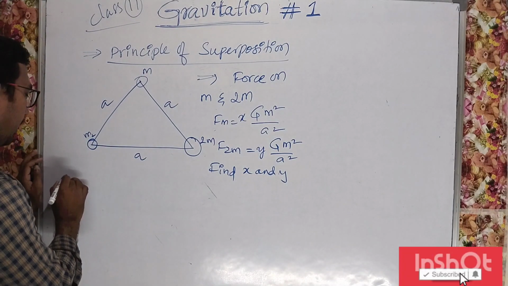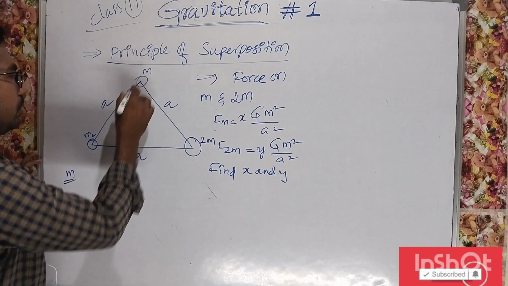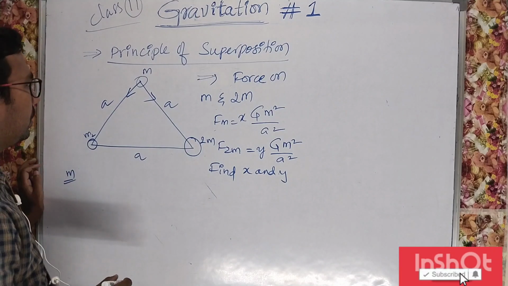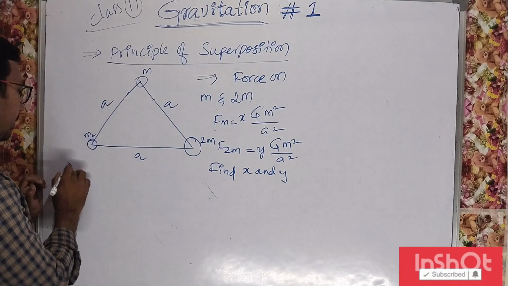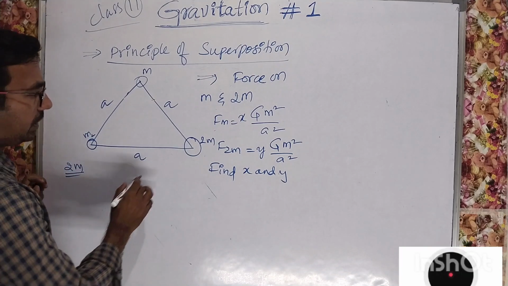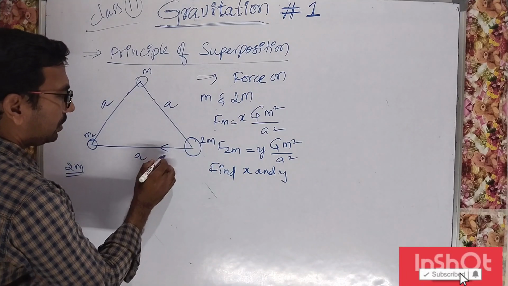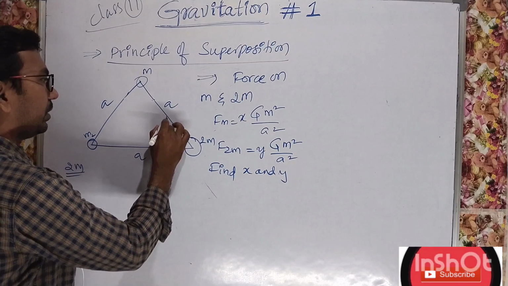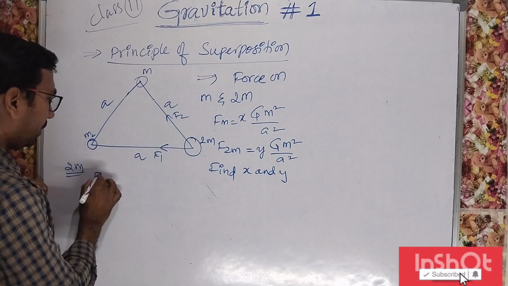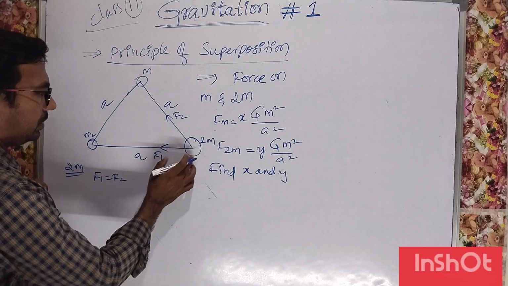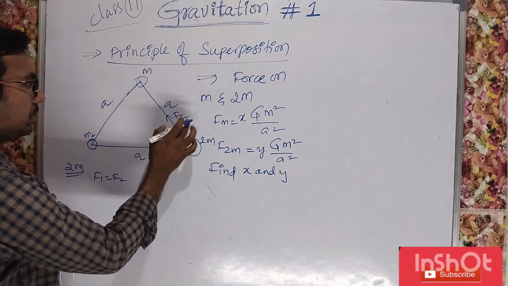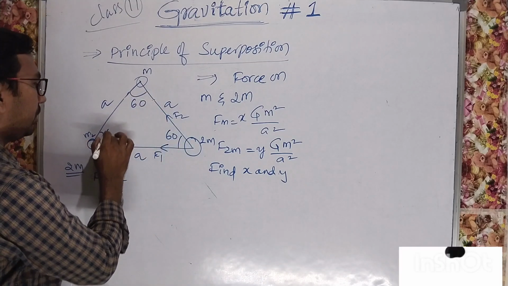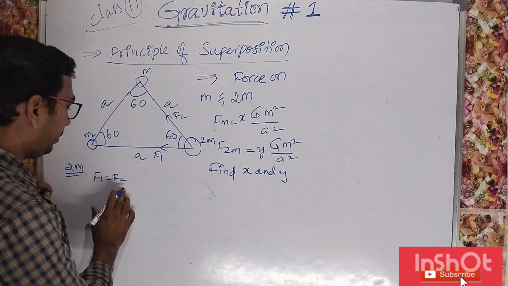So I will consider a small m. Due to this small m, one force is acting like that and one force is acting like that. First I will consider the 2m mass. What are the forces acting? The force due to this m is F1 along this side and F2 along the other. Here F1 is equal to F2. Why? Because these are 2m and m, so these two forces are equal. The angle in this equilateral triangle is 60 for all, so F1 is equal to F2.